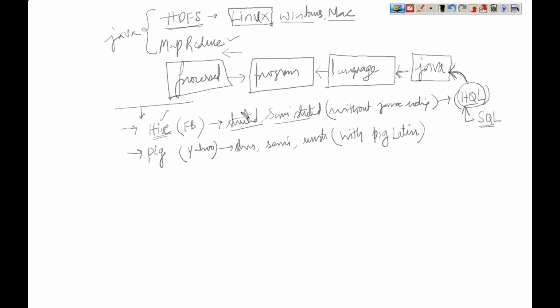So this Hive is mainly used for structured and semi-structured data. Structured in the sense of tables, where the data is written in the form of rows and columns, and semi-structured in the sense of JSON data, XML data, CSV data, and TSV. So all the different file types of data can be processed by using Hive.